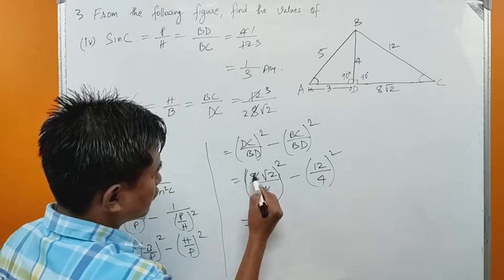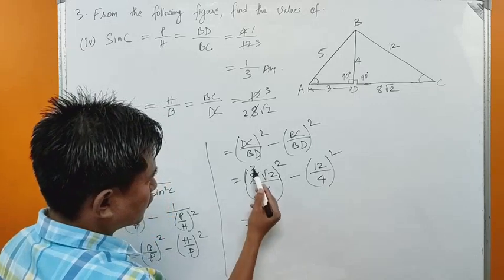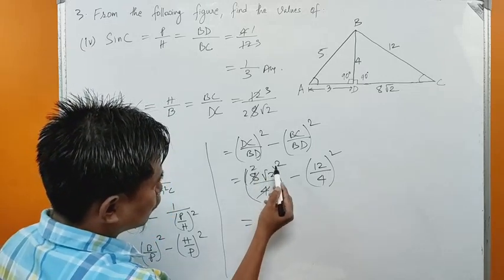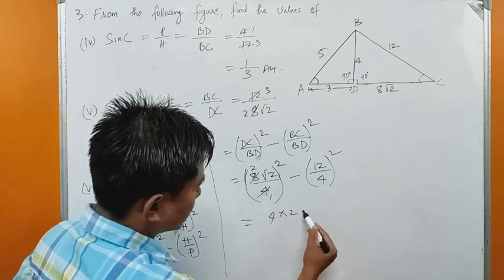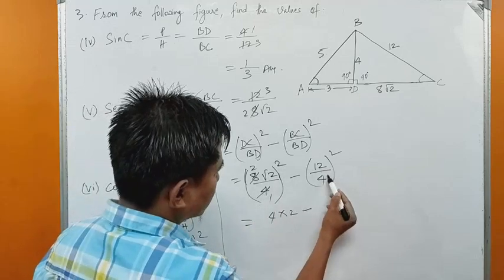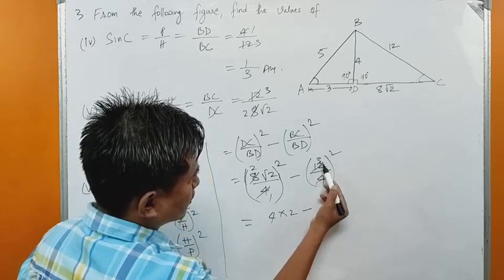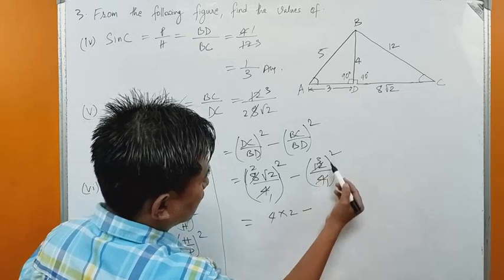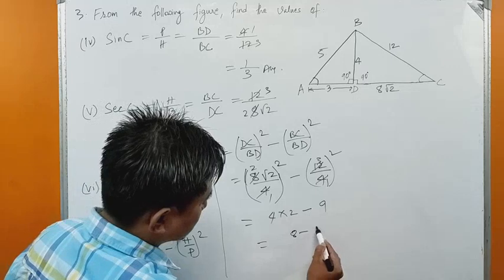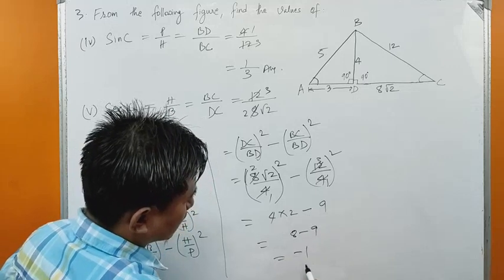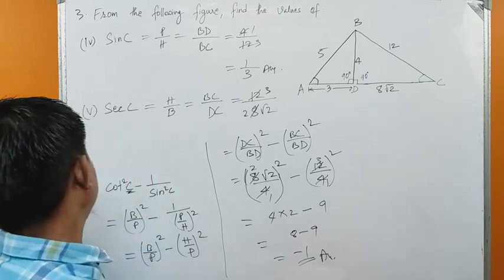So 4 1s are 4, 4 2s are 8. So 2 squared is 4. Root 2 squared is 2. In the denominator we have 1, so we don't write that. Minus 12, 4 1s are 4, 4 3s are 12. Now we have 3 squared, isn't it? 3 squared is 9. So 4 2s are 8 minus 9. 8 minus 9 is minus 1. The sign of the greater number comes, isn't it? So minus 1 is the answer for question number 6.